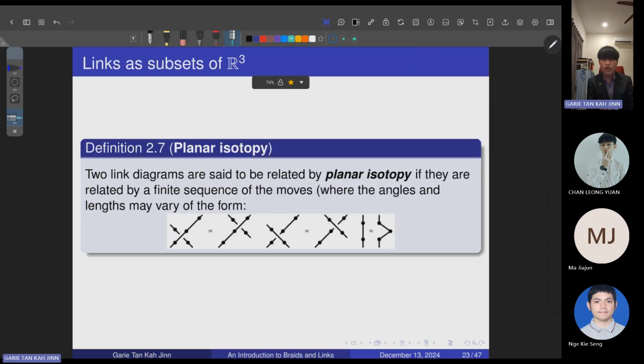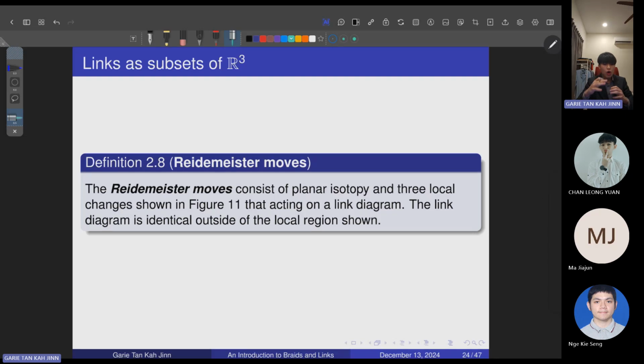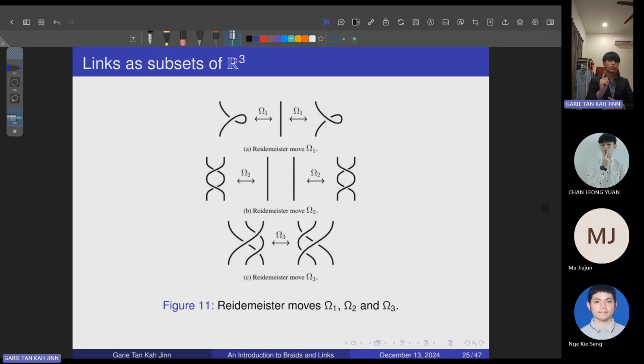Now we define some moves in order for us to introduce the important theorem, the Reidemeister theorem. The first one is planar isotopy. It's just a sequence of moves such that I can move this crossing like this, move this crossing like this. The length of the line can change with this planar isotopy. Then the Reidemeister moves consist of this planar isotopy that we defined just now and 3 local changes, which is very similar to what we see in the braid moves. The second and third are exactly seen in braid moves. Then the first one is a little bit different. I twist the line or untwist the line.